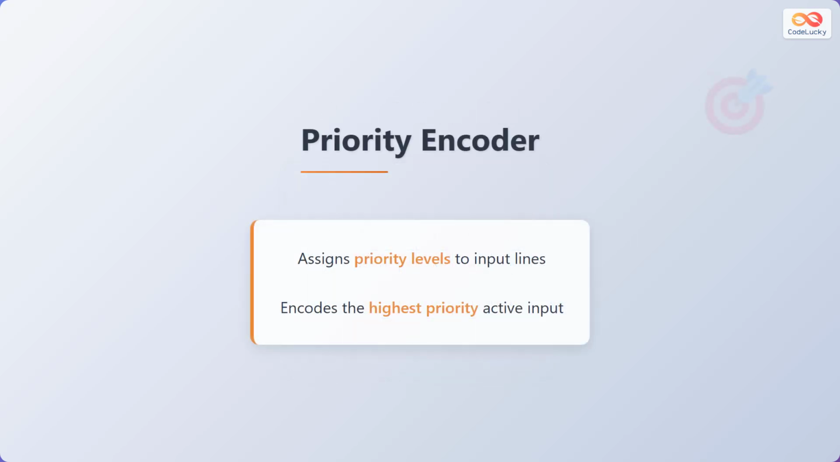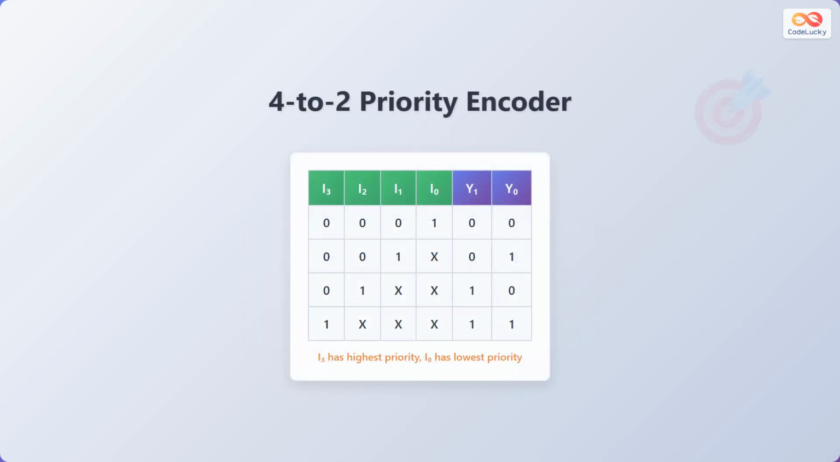A priority encoder assigns priority levels to input lines and encodes the highest priority active input. A 4-to-2 priority encoder's truth table is shown here. When input 0 is asserted, the outputs y1 and y0 are 0, 0. When input 1 is asserted and input 0 is don't care, the outputs y1 and y0 are 0, 1.